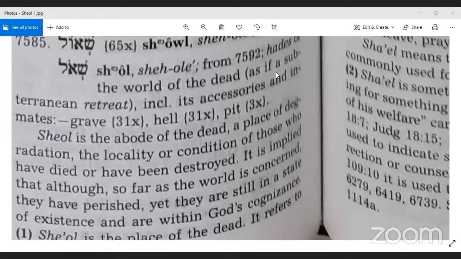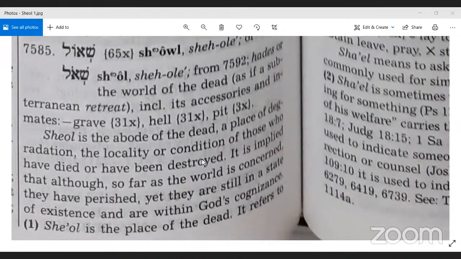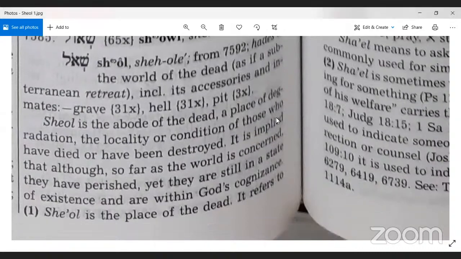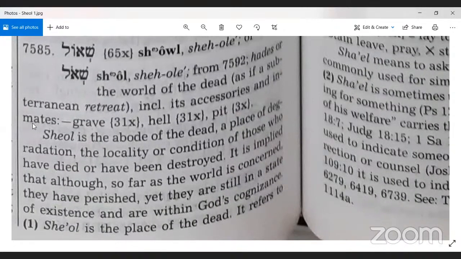Because it says here that there are inmates, remember? Right. It says subterranean retreat, including its accessories and inmates. Okay, so we check this out. It is implied, although I'm not too sure if that's implied, that I'll have to give this more thought, Hades, the world of the dead. Okay, the world of the dead.